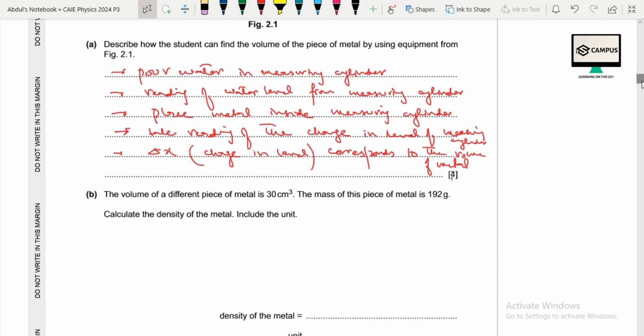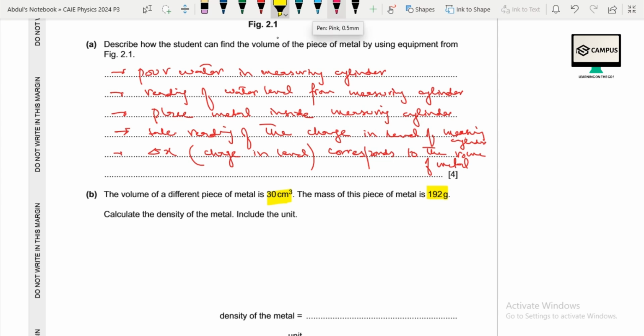The part B says the volume of a different piece of metal is 30 centimeter cube. The mass of this piece of metal is 192 grams. Calculate the density of metal and include the unit as well. All right, so different piece of metal is an examiner's way of saying that we have a different sample now, different sample from part 2A, and whose volume and mass is known to us. And we have to find the density of the metal.